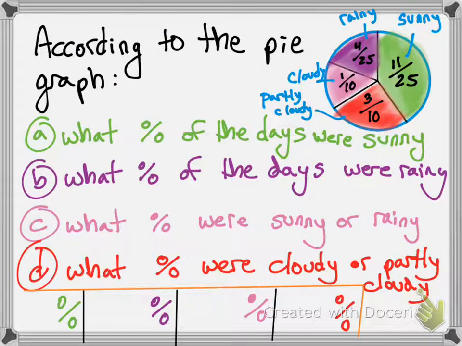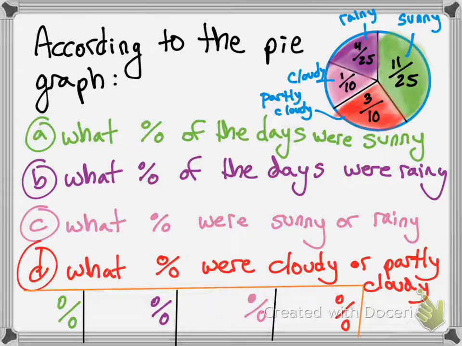So we have here fractions, and we need to turn them into percents. So according to this little pie graph that I made, I want to know, first, what percent of the days were sunny? I want to know what percent of the days were rainy. I want to know what percent of the days were sunny or rainy. That means they are combined. I want to know both of them combined. And I want to know what percent were cloudy or partly cloudy. Those are the 4 pieces of information I want you to know. This comes from this pie graph.